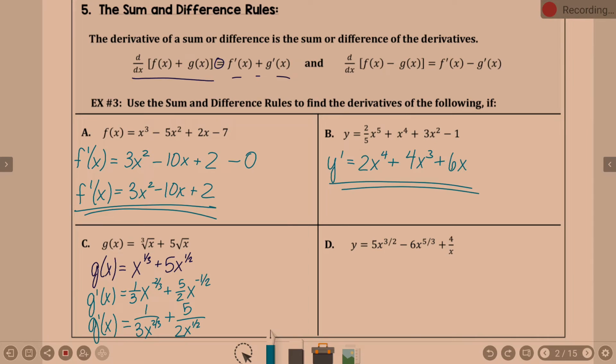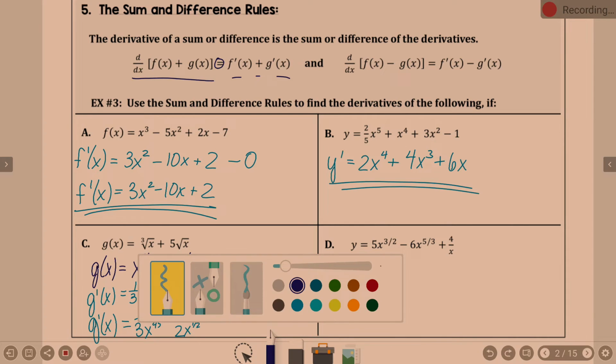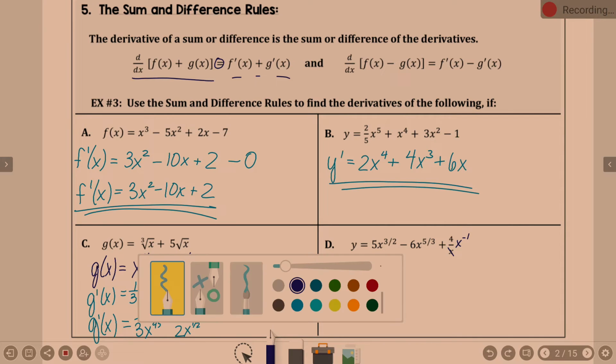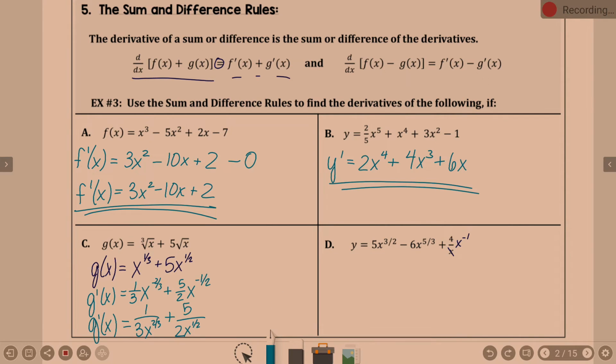y prime. There's one part we should probably rewrite before we get started. And that is, what do you know about 4 over x? I'm not going to rewrite the whole thing. I'm just crossing out the x and it's x to the negative 1. Okay.